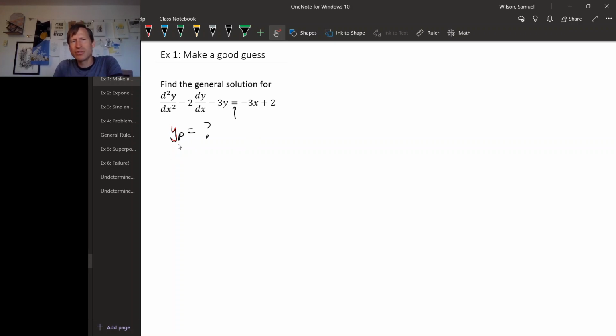So what's going to happen when we plug it in is it's going to get a few derivatives, they're going to be added up, and you're going to get a polynomial, a degree 1 polynomial. So what sorts of things, when you take derivatives and add them together, give you polynomials? Well, other polynomials. So what we should probably guess here is a polynomial.